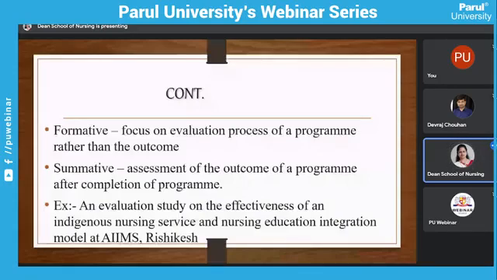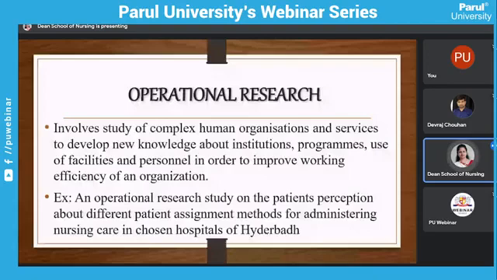Operational research. It involves study of complex human organizations and services to develop new knowledge about institutions, programs, and use of facilities and personnel in order to improve the working efficiency of an organization. An operational research study on the patient's perception about different patient assignment methods for administering nursing care in selected hospitals of Hyderabad.